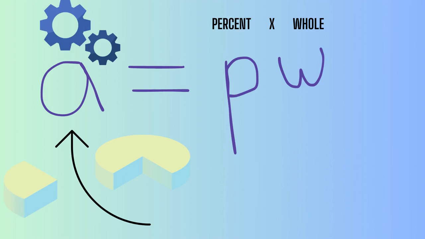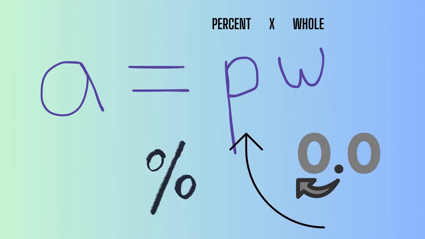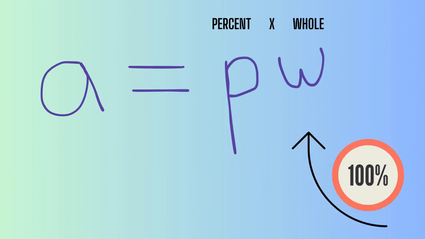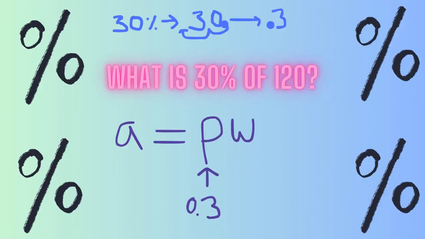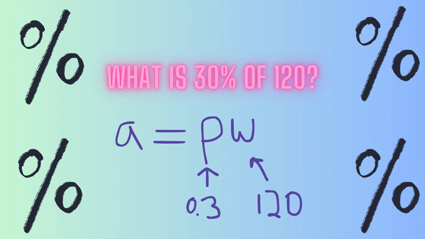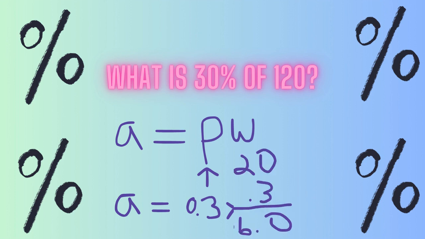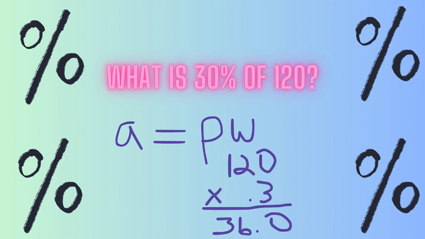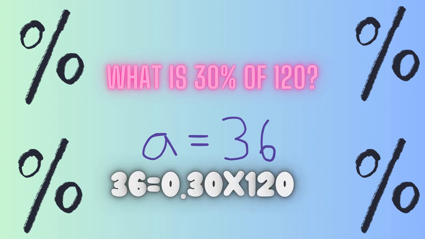A is the part, P is the percentage converted to a decimal, and W is the whole, which is 120. P converted to a decimal is 0.3. W is 120. A equals 0.3 times 120. 120 times 0.3 is 36. Therefore, your answer is 36.